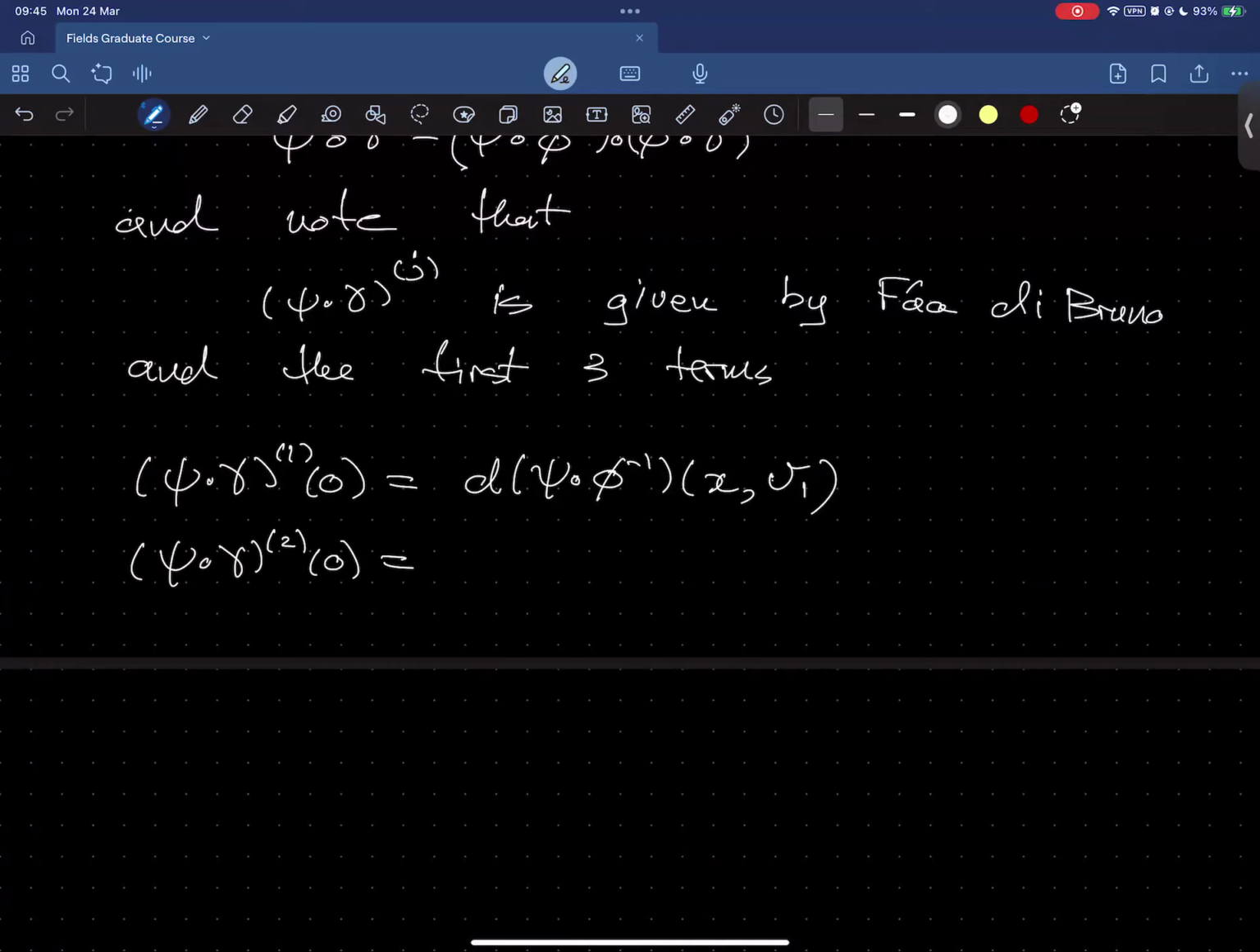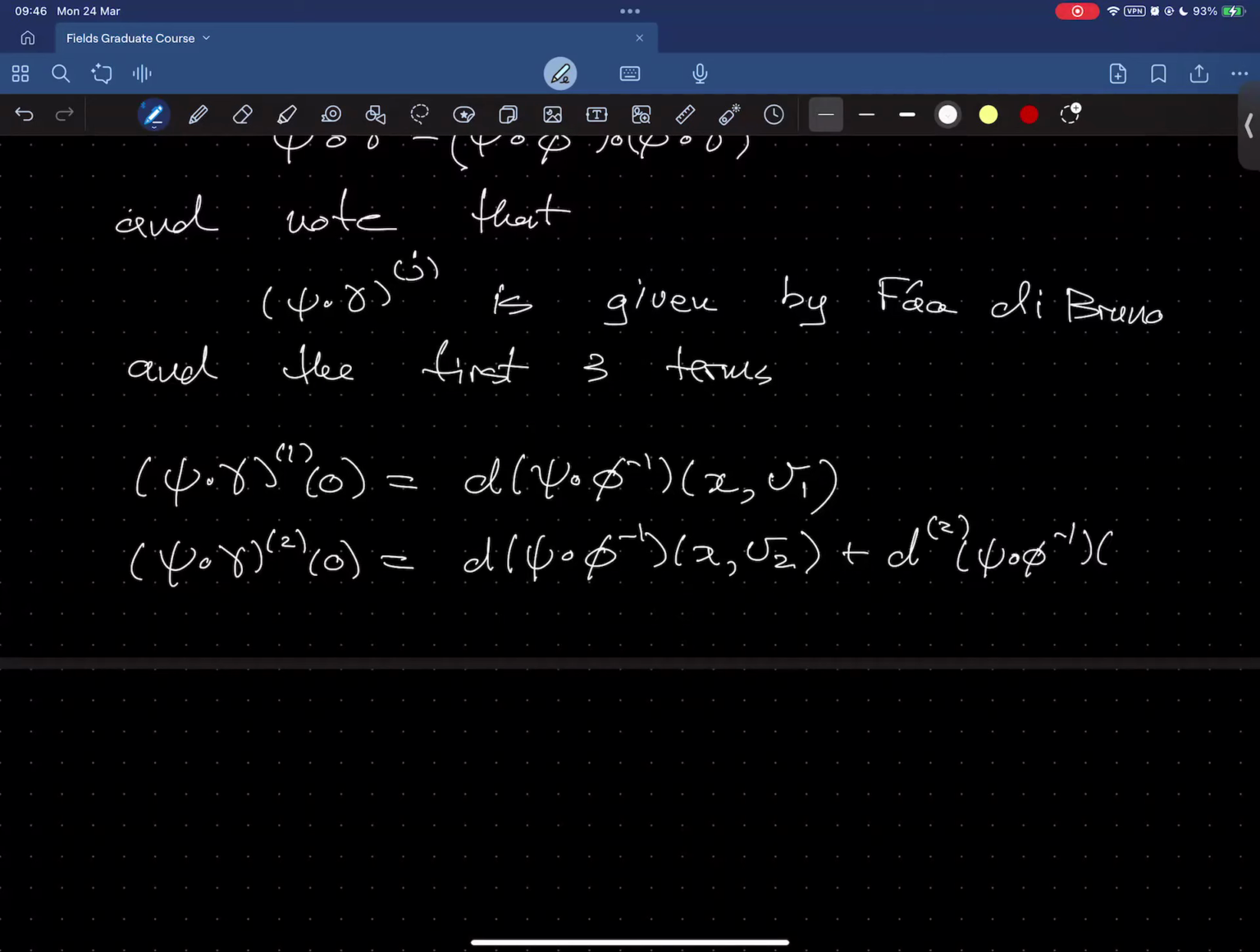All right. And what you get is d psi composed with phi inverse at x. And now what you get is v2, plus d2 psi composed with phi inverse of x, sorry, v1, v1, like that. Okay?